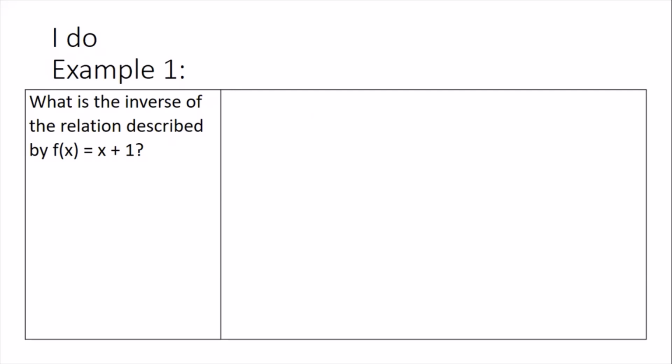If you watched your do now video, he gave you some steps to follow when you're finding the inverse, right? So step 1 is we're going to switch x and y. So x and y are going to switch places. Remember, f of x is just a fancy way of saying y. So we end up with x equals y plus 1.